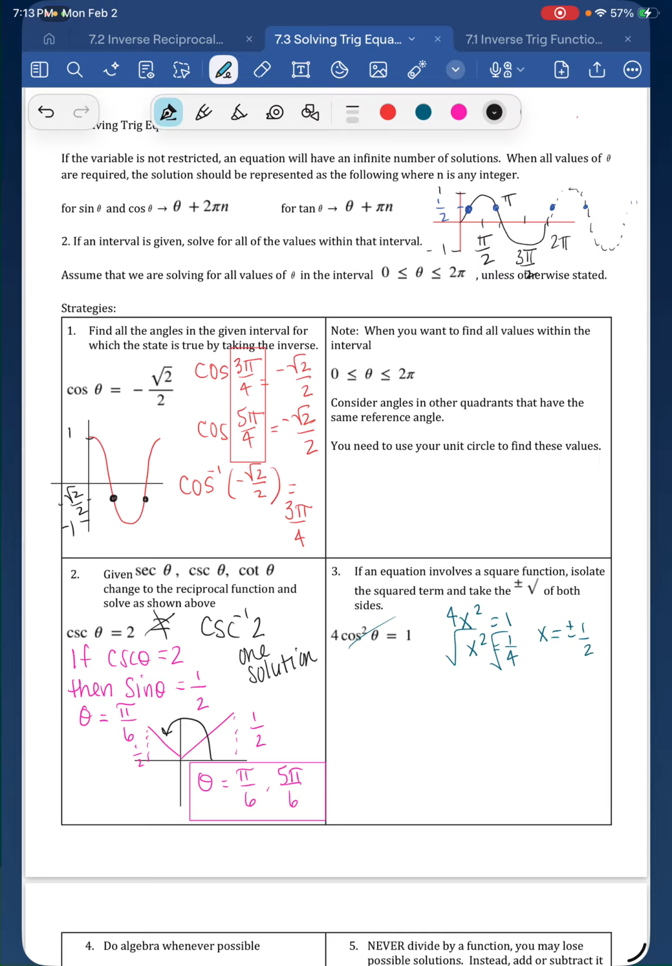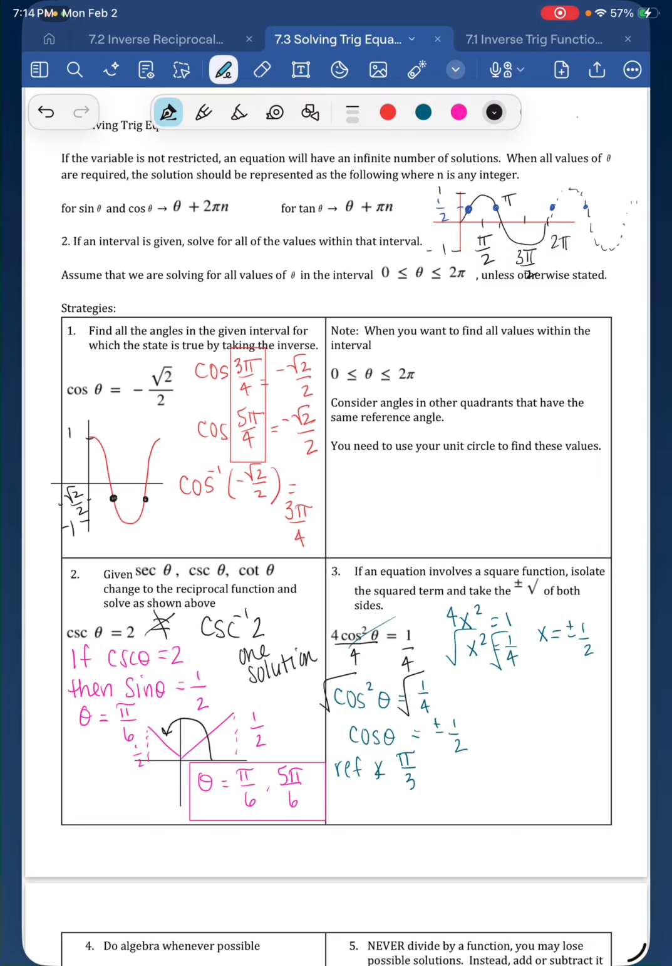So to solve this, I'm going to divide both sides by 4, and I'm going to get the cosine squared is 1/4, and I'm going to square root both sides, and I'm going to say, okay, the cosine of the angle is plus or minus 1/2. Well, that's a lot of places. So the reference angle, so first let's figure out what angle has a cosine of 1/2, and that angle is pi over 3.